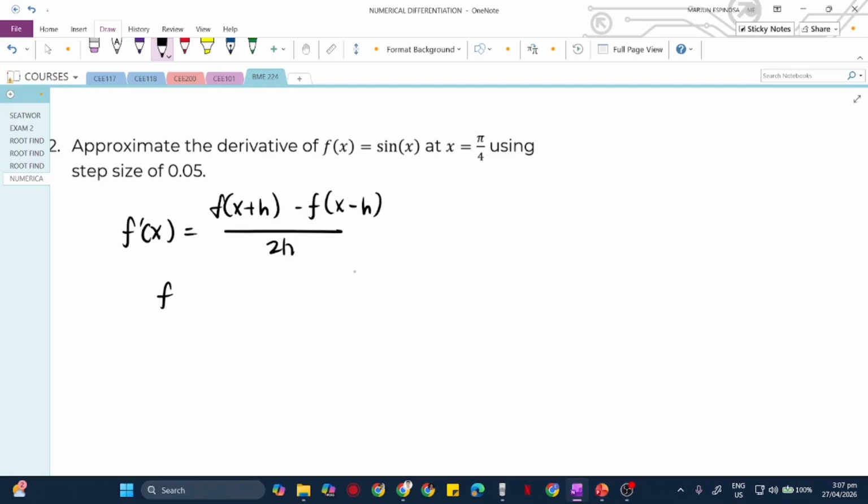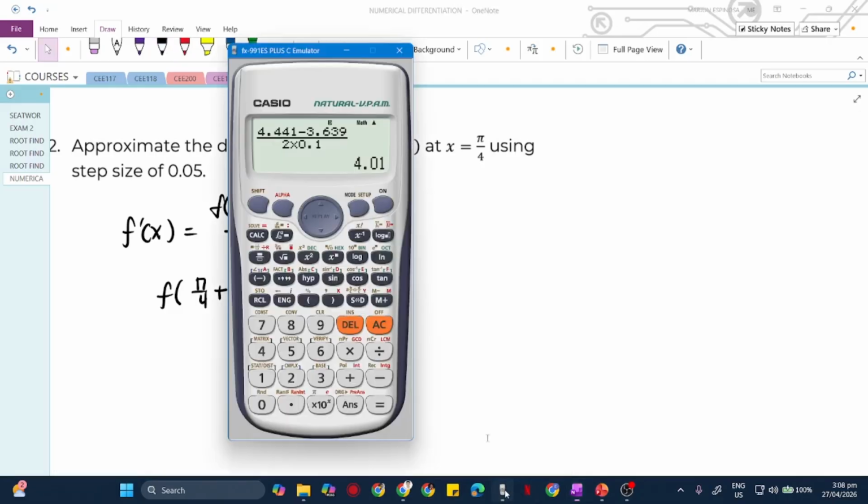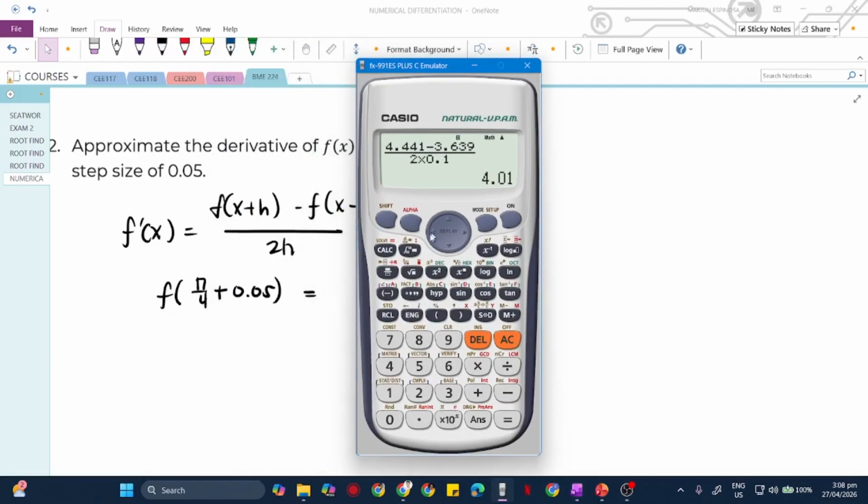So, ano yung f of x? Pi over 4 plus yung step size 0.05. So, ano yung pi over 4? Pi over 4, okay, plus 0.05. So, that is, okay, kailangan nyo yan i-shift store A. Dapat exact value yung kukunin natin, no?